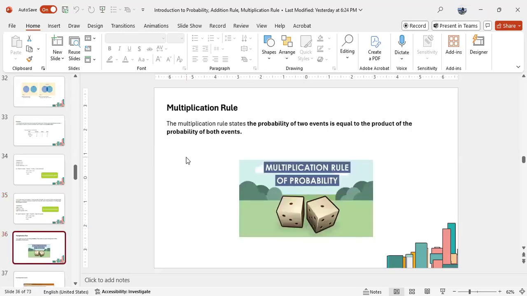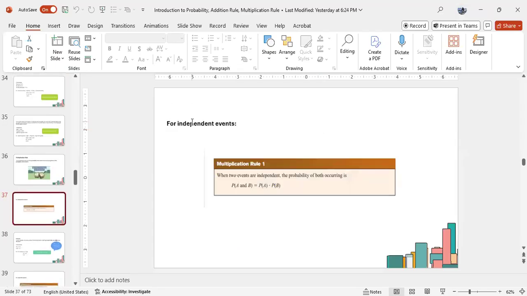Moving forward to the multiplication rule. The multiplication rule states the probability of two events occurring is equal to the product of the probabilities of both events. For independent events, we have multiplication rule number 1, which states that the probability of both events occurring is the simple product of both probabilities: probability of A multiplied by probability of B.